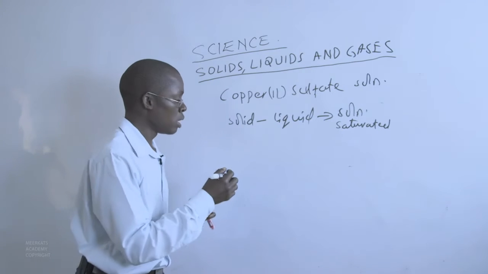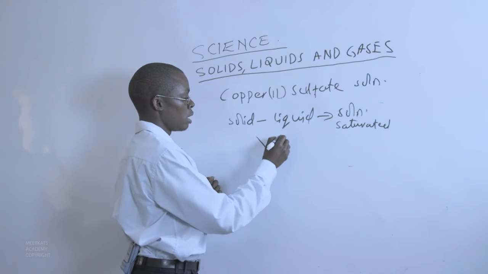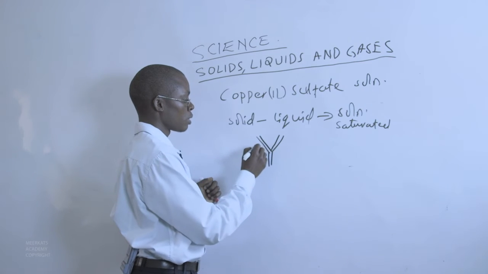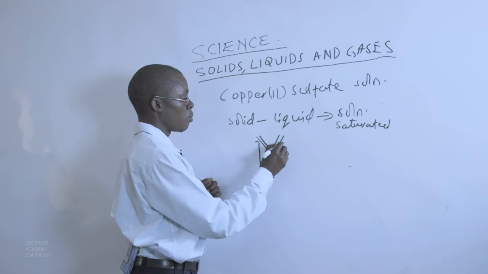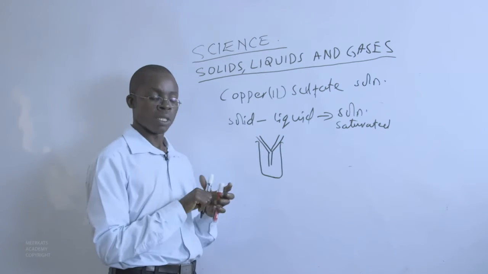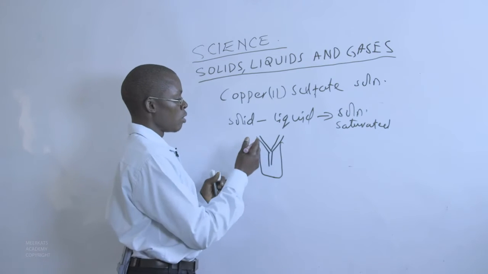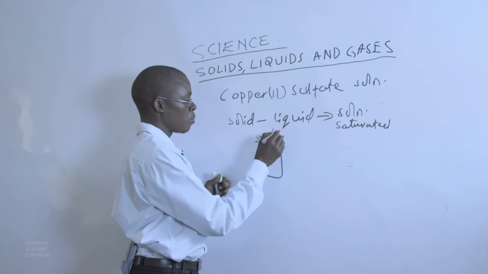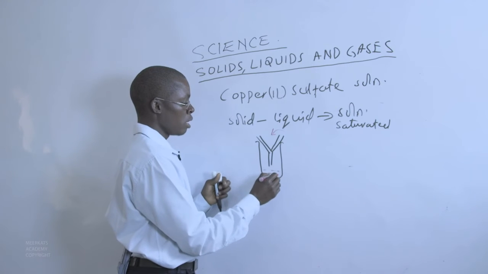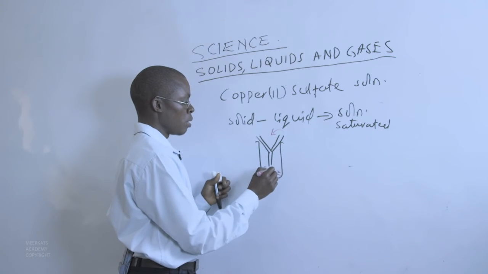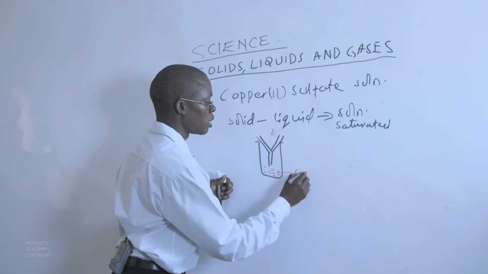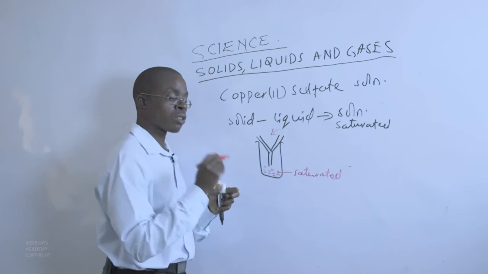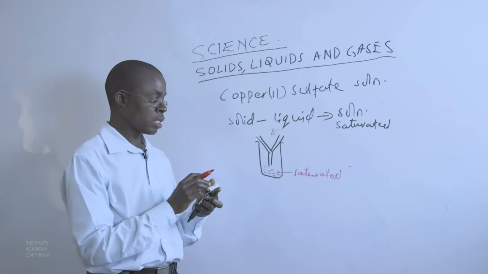Here we are being told you filter a saturated solution of copper 2 sulphate. On filtering, you poured here your copper 2 sulphate. On filtering, you have gotten your filtrate. But remember, this one is saturated. So we are talking about a solution, but a solution that is saturated.